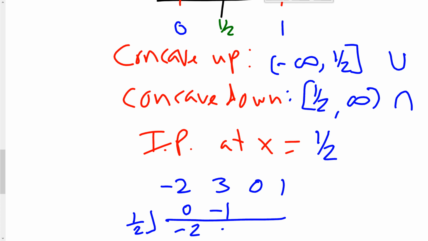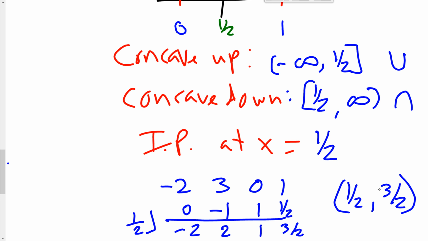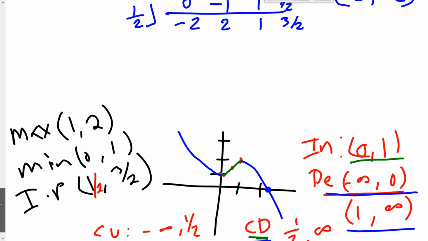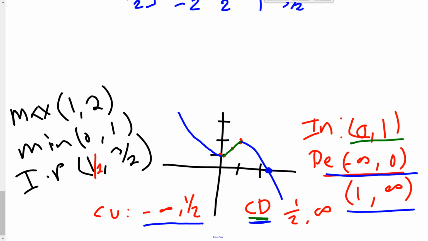So negative 1, 2, 1, 1, 1/2. 1 plus a half is 3/2. So I have this point 1/2, comma 3/2. So now I have a local max, local min, an inflection point, and I know what's happening at the end behavior. Another thing we look for when we're graphing these is what our x-intercepts are.